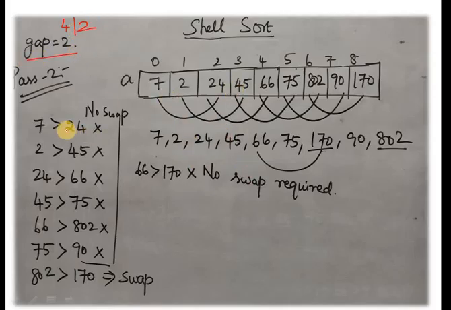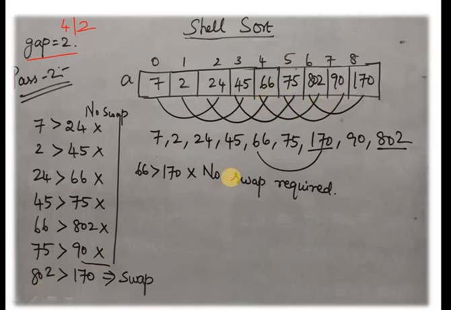So we have to compare like this: A of 0 and 2, A of 1 and 3, A of 2 and 4, A of 3 and 5, A of 4 and 6, A of 5 and 7, and 6 and 8. Likewise you have to compare. For all these no swap is needed, because in the first pass itself smaller elements are moved to the initial positions. This is the advantage of shell sort.